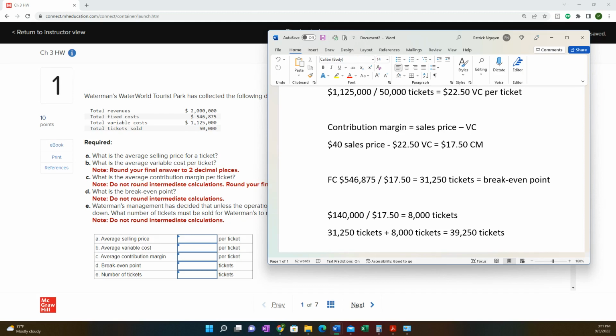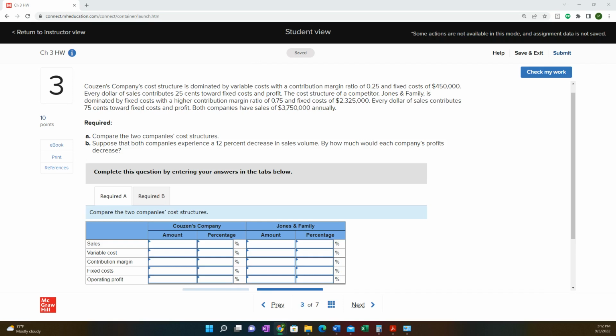For question 3, we're comparing two different companies. We have Cousins Company and Jones and Family. Cousins Company has heavy variable costs, so their contribution margin ratio is 25%, and their fixed costs are $450,000, which means that for every dollar of items sold, they make 25 cents as long as sales are over the break-even point. For Jones and Family, they have higher fixed costs, so their variable costs are relatively lower, so their contribution margin ratio is a lot higher. So they make 75 cents profit for each item sold above the break-even point.